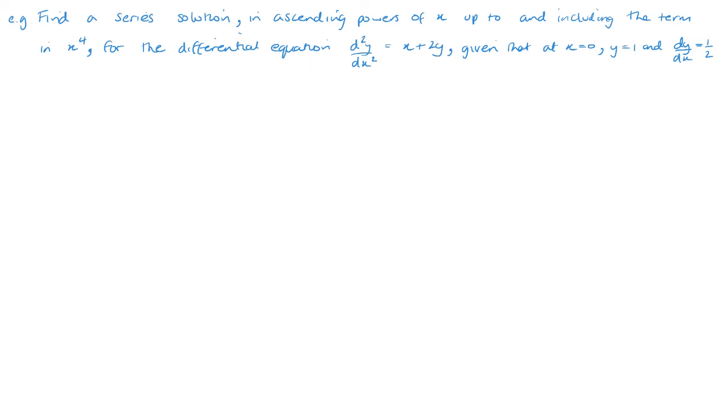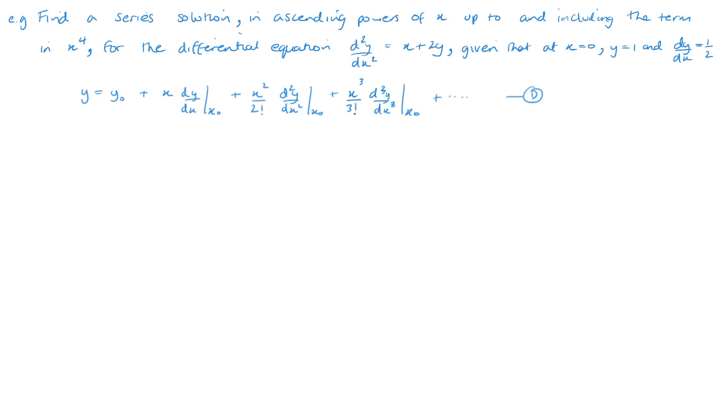And here it is. Find a series solution in ascending powers of x up to and including the term in x to the power 4 for this differential equation. Because we've got to go up to x to the power 4, and we're going to be using equation D, x to the power 4 corresponds to the fourth derivative, so I'm going to need to differentiate this 2 times.